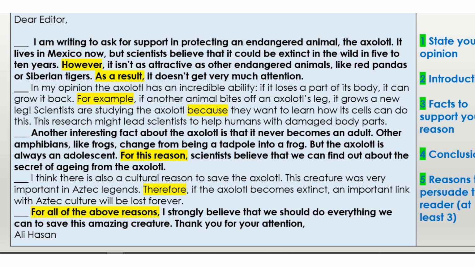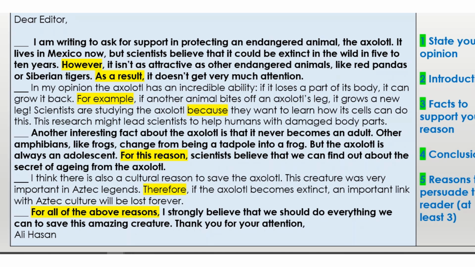So I am writing to ask for support protecting an endangered animal, the axolotl. Axolotl, you know it. Talked about it before. It lives in Mexico now, but scientists believe that it could be extinct in the wild in 5 to 10 years. However, it is not as attractive as other endangered animals like red pandas or Siberian tigers. As a result, it does not get very much attention.